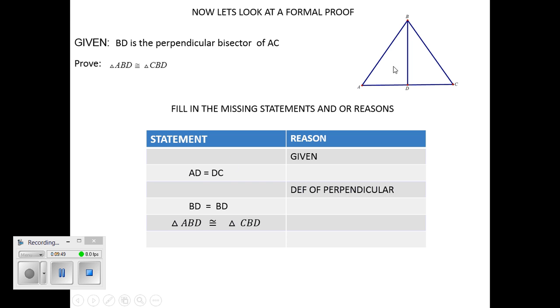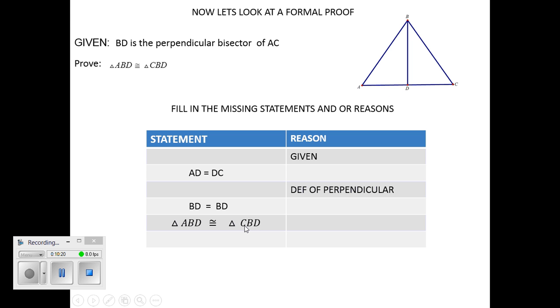Where do I get AD equaling DC? That's the definition of the bisector part, the definition of the perpendicular bisector. Now it says use the definition of the perpendicular, which would indicate that the two angles here at D, ADB and CDB, are equal. Where does BD equaling BD come from? Well, that's our reflexive property right there.